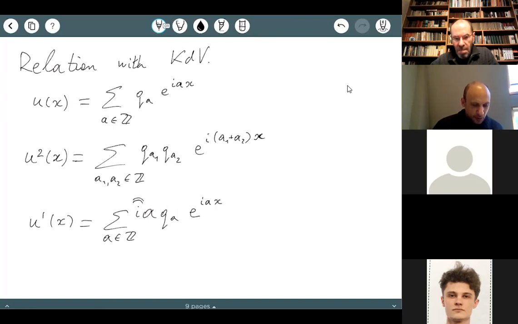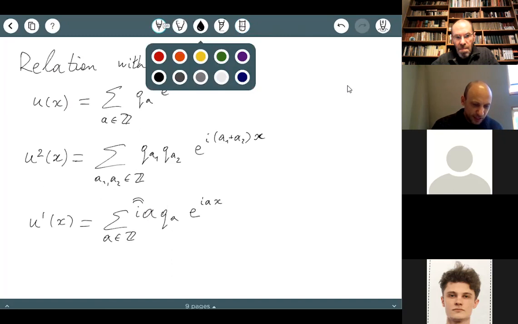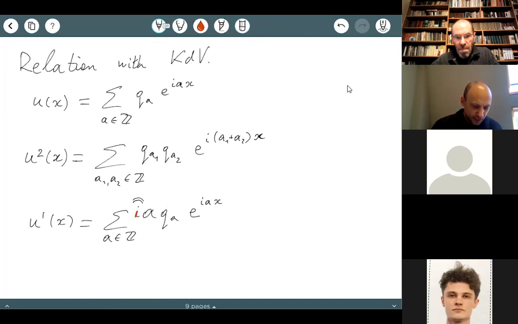I forgot this I, so probably what I'm writing is going to be off by some powers of the imaginary unit. I apologize for that. Indeed, in the formulas, there are some powers of I that I ignored. So let me just write this I in a different color and pretend it's not there.